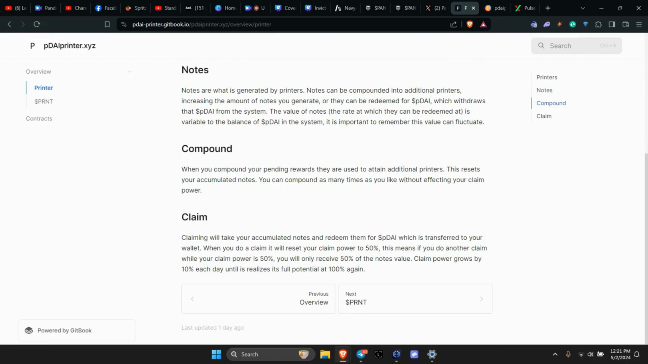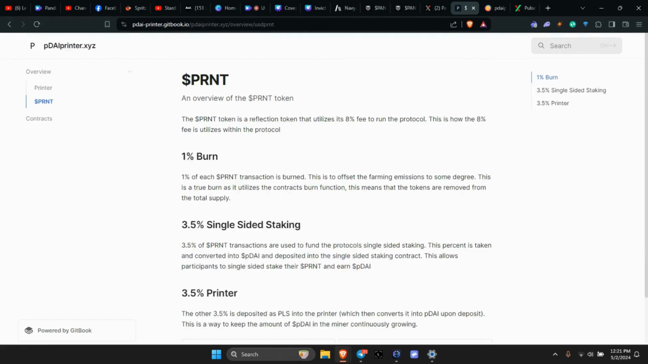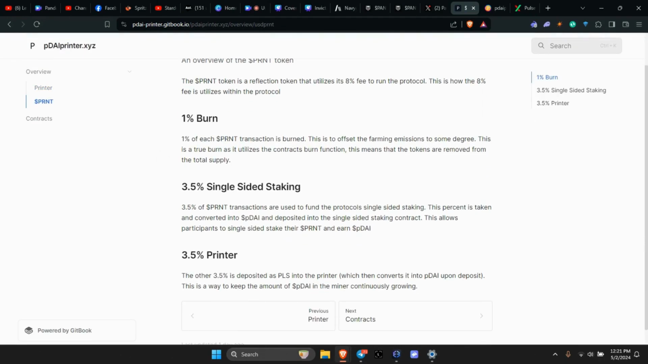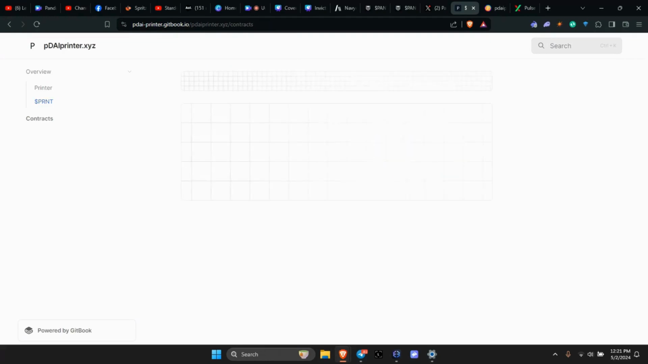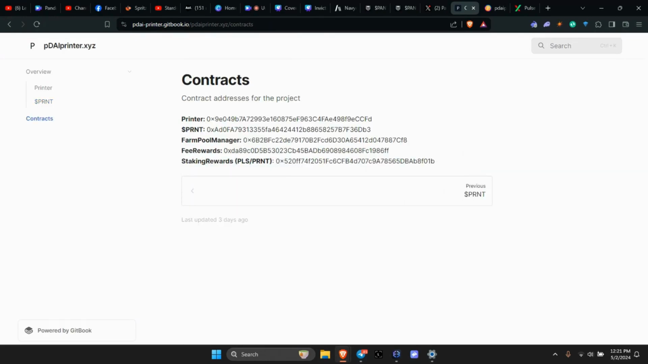That's a good addition. Then, of course, it goes into the print token. Of course, the 1% burn, the 3.5% single-sided staking, and the 3.5% there. Then it goes into the contracts, which are available there. So that's it for the white paper. Let's take a look at the printer.